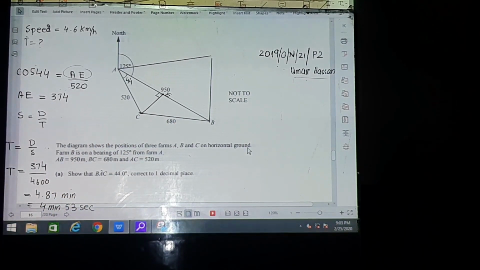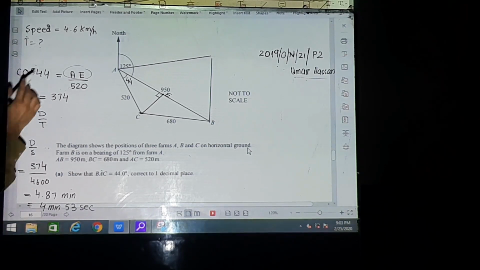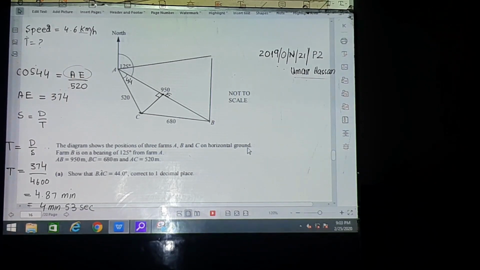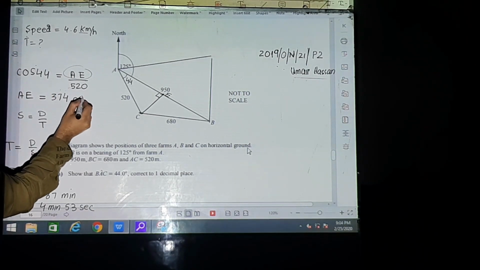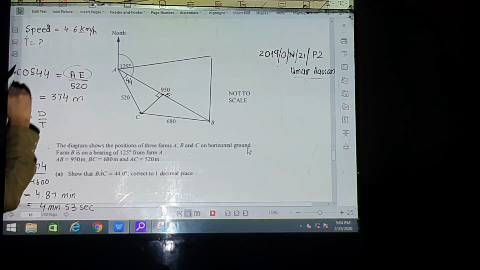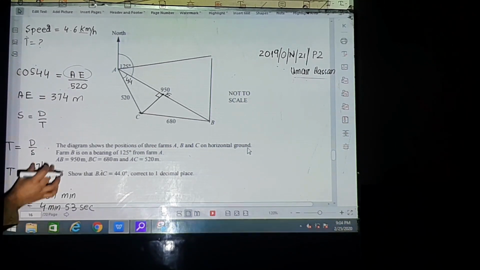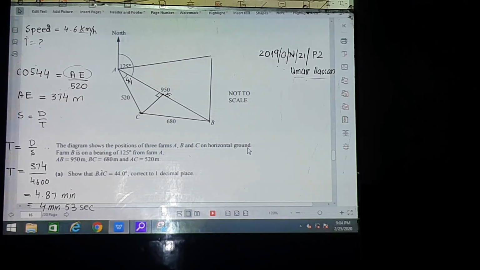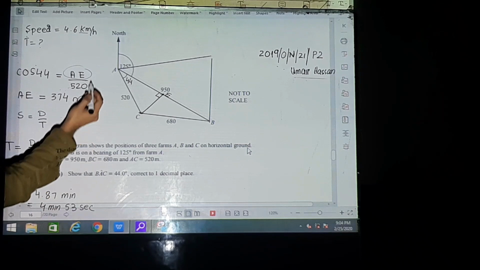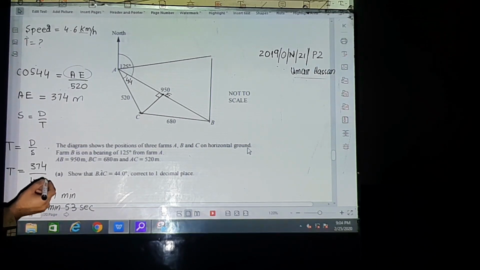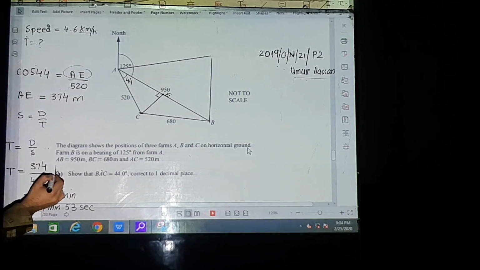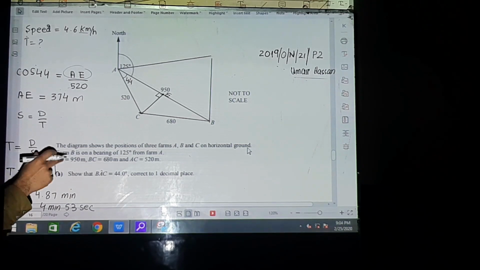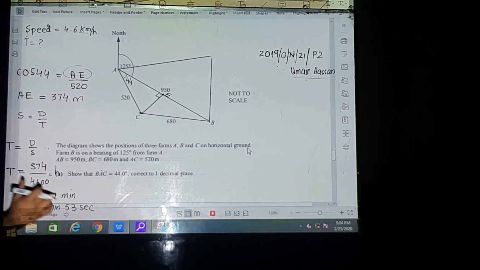Now we need to find the time, which is distance over speed. Distance is 374 and speed is 4.6 but in kilometers. However, this distance is in meters. So convert kilometers into meters by multiplying with 1000. 4.6 into 1000 gives you 4600. Divide them, so you will get the answer in hours, because the speed is per hour. Multiply it with 60, you will get the answer in minutes.